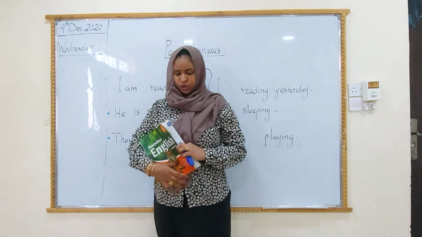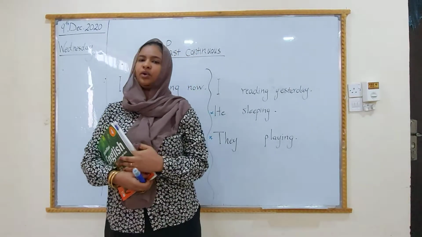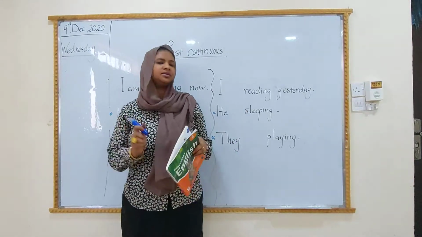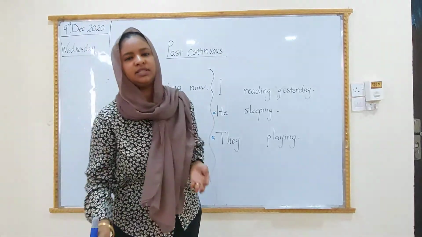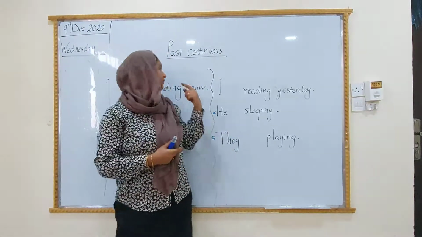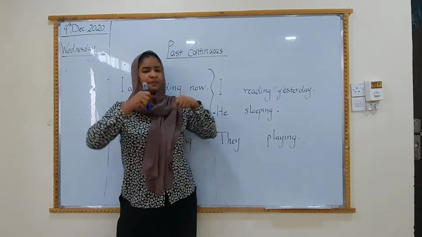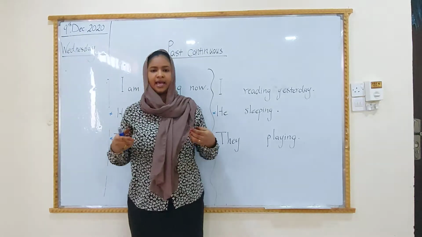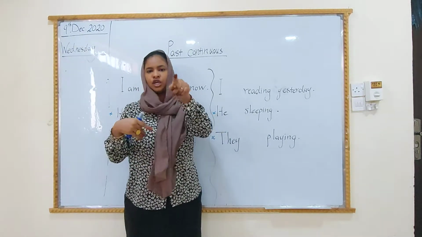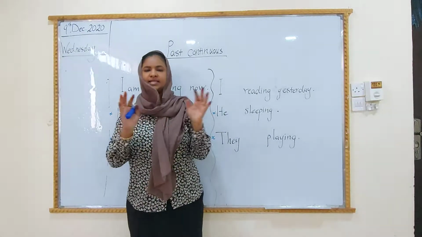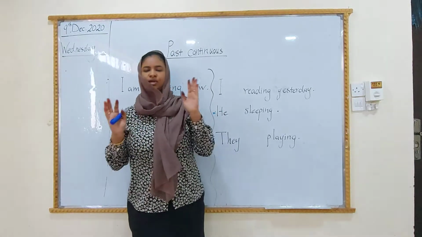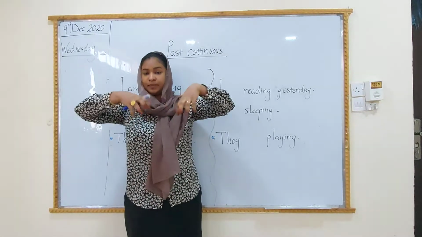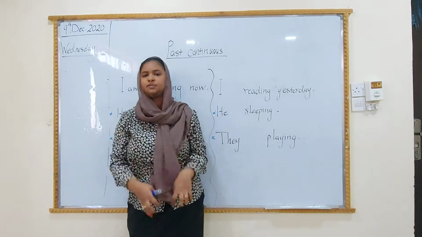Okay, you know that when we speak about things happening now, we use the present continuous. I am speaking right now. You are listening. I am standing. You are sitting. These sentences are in the present continuous. We use the present continuous to speak about things that are happening now, at the time of speaking.